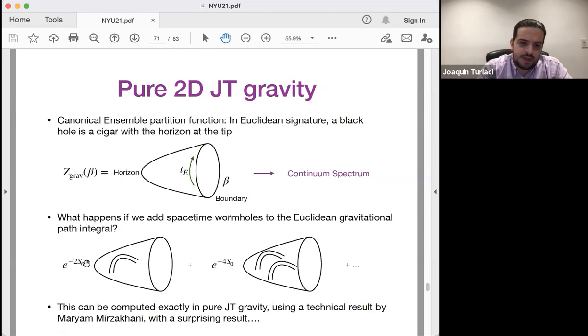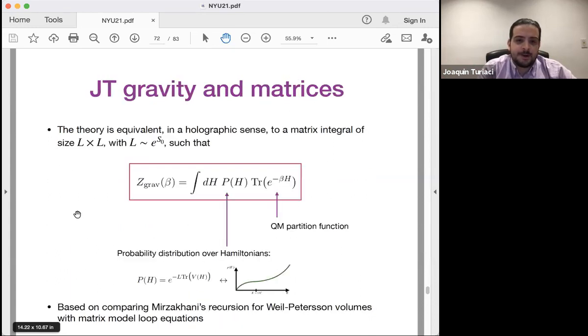And the surprising thing is that in pure JT gravity, the path integral in these geometries can be computed exactly. And this uses a technical result by Mirzakhani, and is related to something called Weil-Petersson volumes that is too technical to explain, but it has a surprising result. The result is that this path integral of a gravitational theory is completely equivalent to a random matrix integral in a holographic sense. And so this integral is a matrix of L by L.